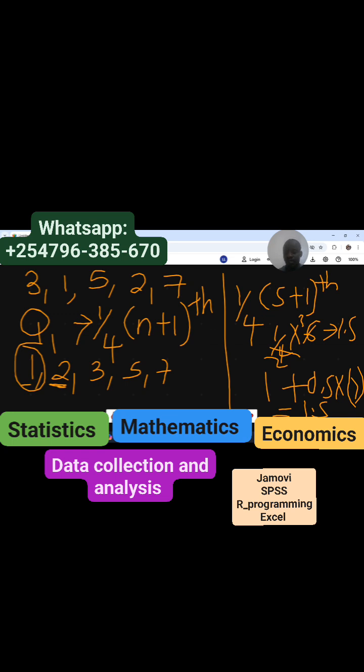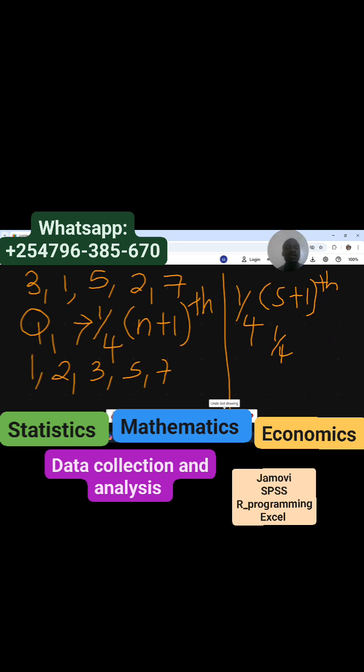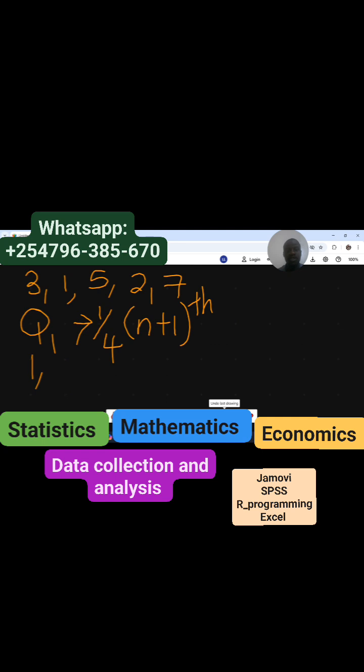So what about the upper quartile? How do we calculate the upper quartile? It is not that complicated. The upper quartile is calculated by finding the 3/4 (n + 1)th position. So upper quartile, 3/4 (n + 1)th position.